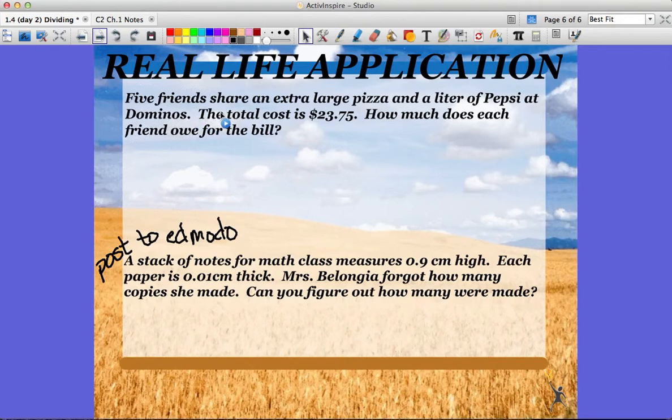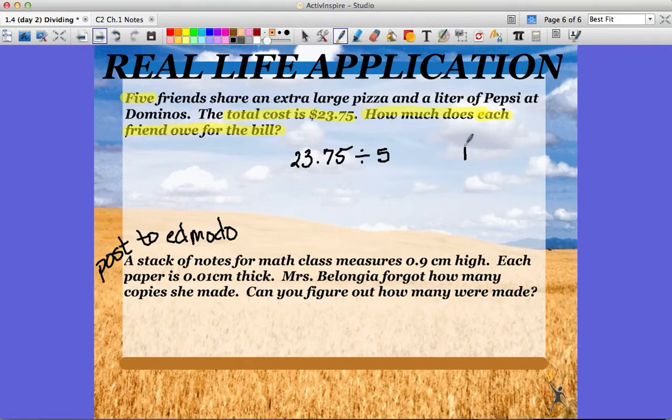Okay, so the important information in this case would be that there's 5 friends. That is important because we're dividing the total cost. The total cost is important, and of course the question is important. So we know that the total cost was $23.75. We need to divide that cost among the 5 friends since we're going to see how much each person owes. So if we multiplied that by 5, that would mean each person would be spending over $23, and that's not what we're looking for. So we're going to take that $23.75 and divide it by the 5 friends.